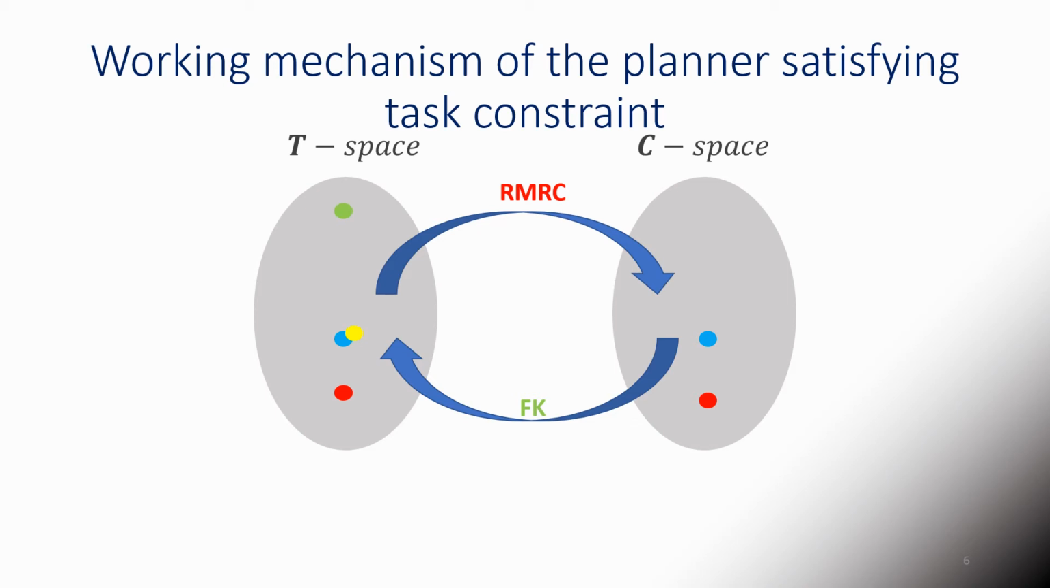This completes one iteration of the proposed planning scheme. Next, we repeat the same steps between the yellow circle and the green circle lying in the task space and continue until the goal is reached.